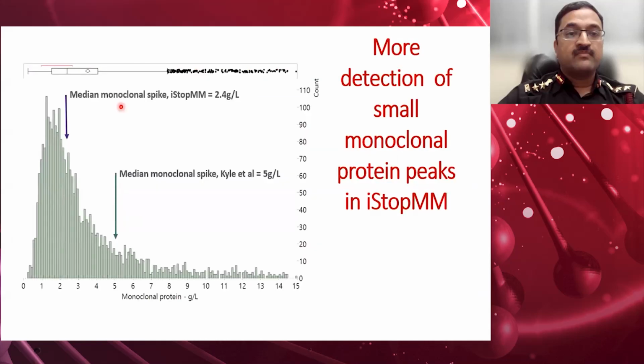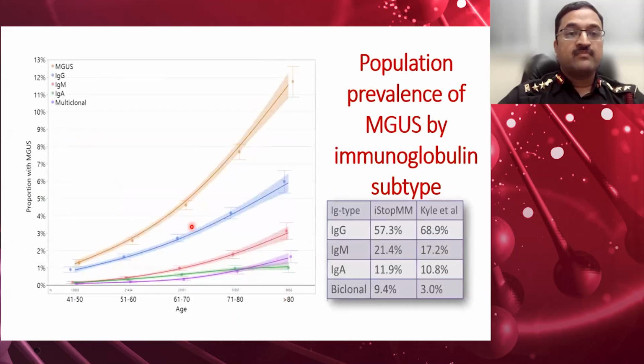Generally, they all have very small M proteins and not overt proteinuria. And when you look at the type of protein, it coincides with that of the US data, wherein IgG happens to be the commonest variety.